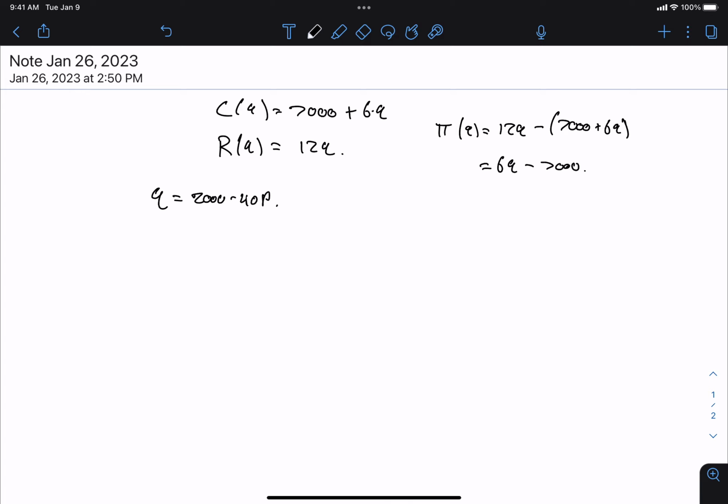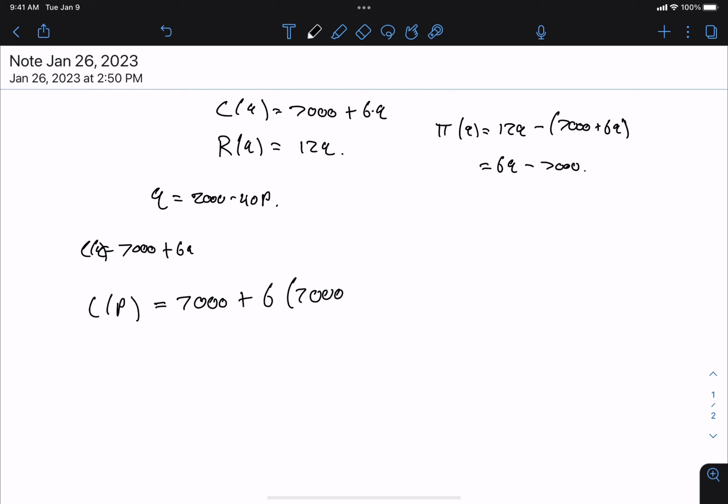So here all we're going to do is take our cost function, which is 7,000 plus 6Q, that's C of Q. If I want to find out what is C of P, well, I'm just going to plug in this relationship for Q into my cost function and find that I get 7,000 plus 6 times 2,000 minus 40P. And now I've got cost in terms of price.